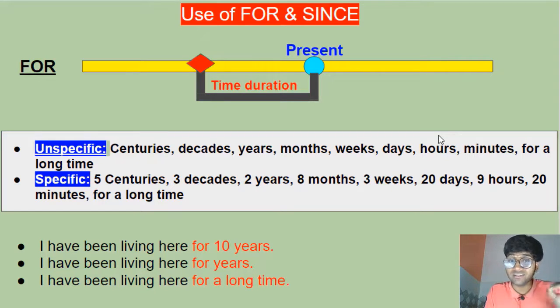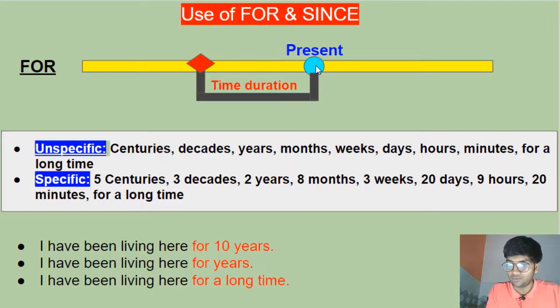If you want to talk about an uncertain time duration, use these without a number. Now, if you want to talk about a certain time duration, use a number before these names. For 5 centuries, for 3 decades, for 2 years. I've been teaching for 2 years. I've been teaching for 8 months, 3 weeks, 20 days, 9 hours, 20 minutes, for a long time, right? For a long time is not a specific time duration. It is a very uncertain, vague time duration. If you do not want to talk about a certain time duration, just use for followed by these names without the number. If you want to talk about a certain time duration, use for followed by the number followed by these names.